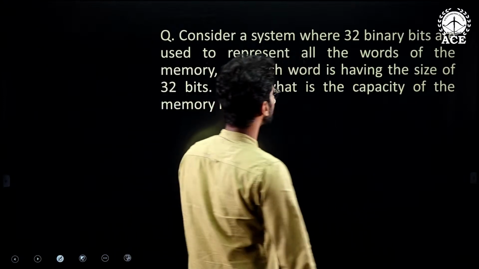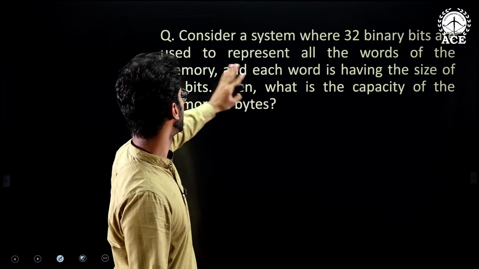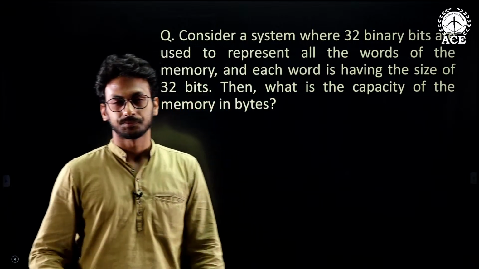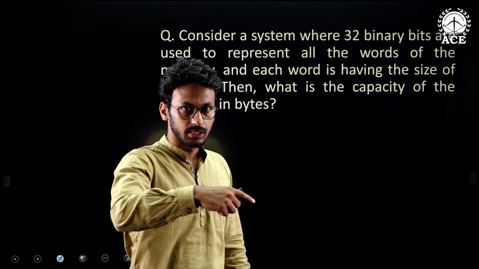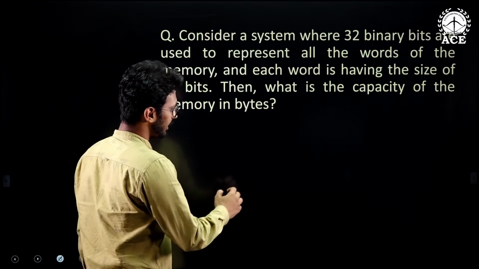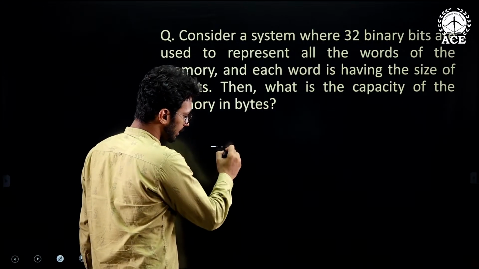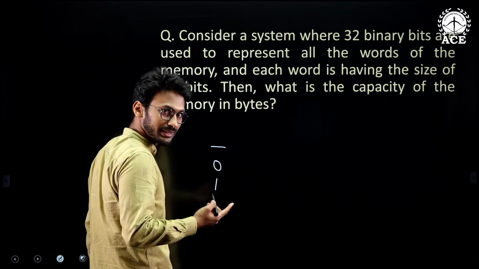Next question. Consider a system where 32 binary bits are used to represent all the words of the memory. You tell me, if 32 binary bits are used to represent all the words, how many words will be there? See, if one bit is used to represent, how many words can be possible? 0, 1. Okay, 2 words can be possible.